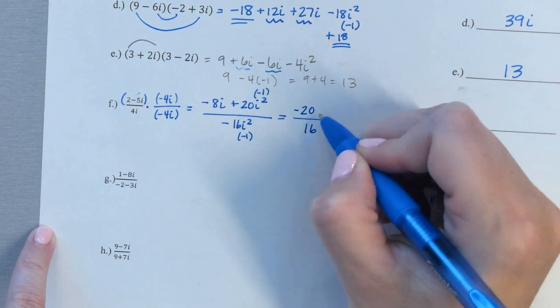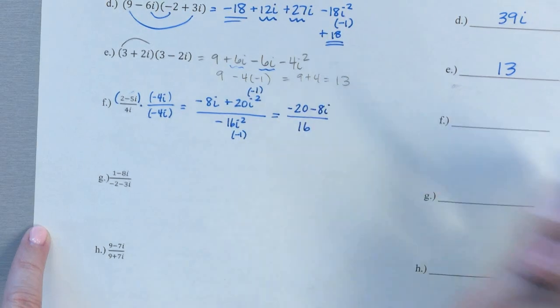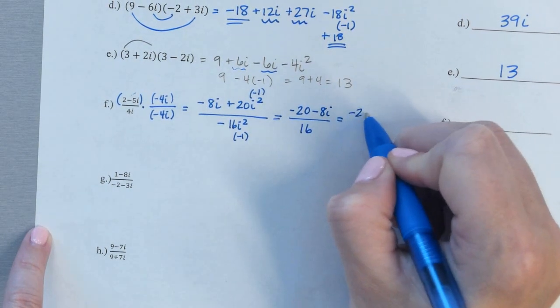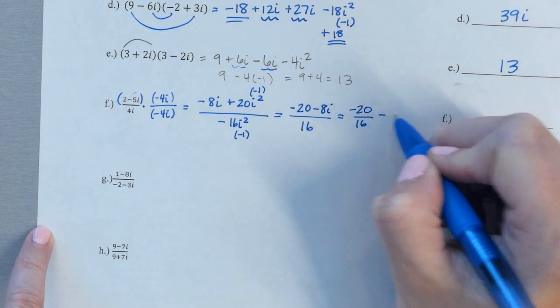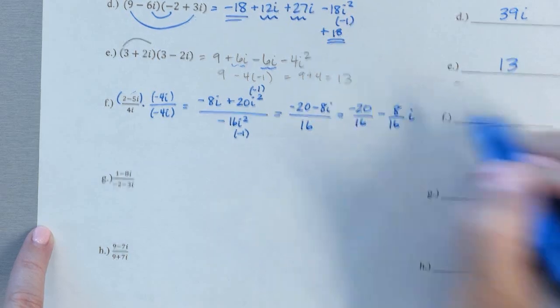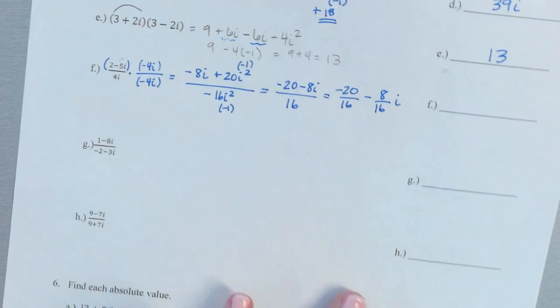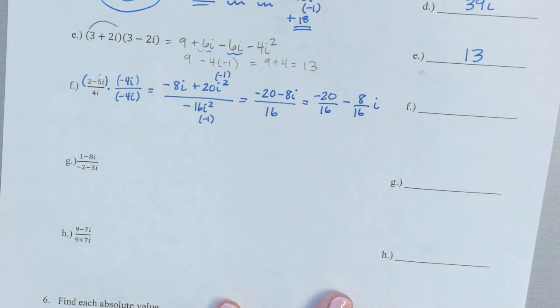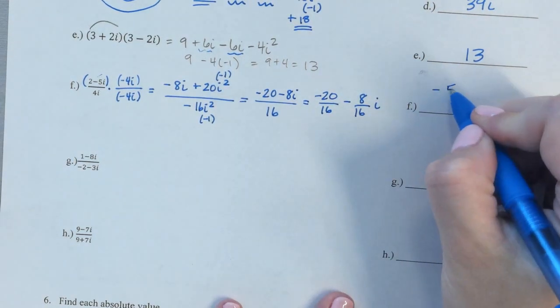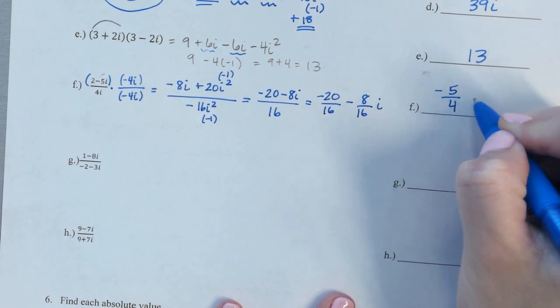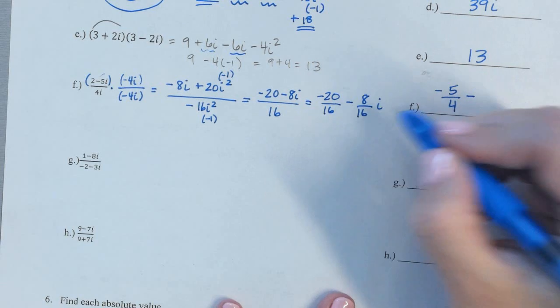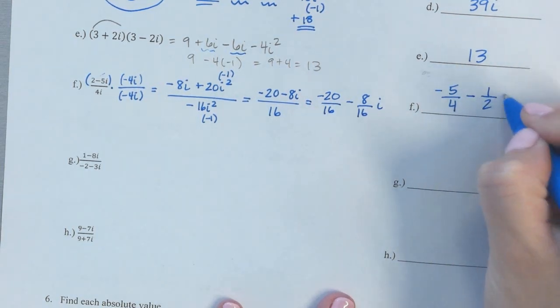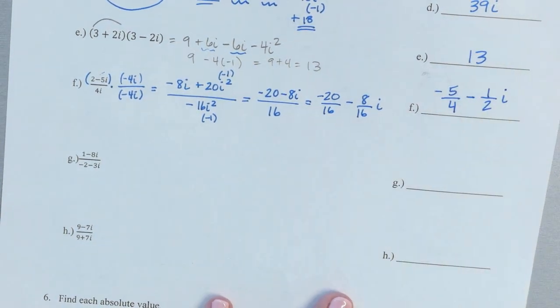If you want to rearrange these to put them in the correct order, you can. And then you have to reduce each one. Okay, so what goes into 20 and 16? 4. So if you divide by 4, you have negative 5 over 4. And then this is minus, this is 1/2, so 1/2 i, just like that.